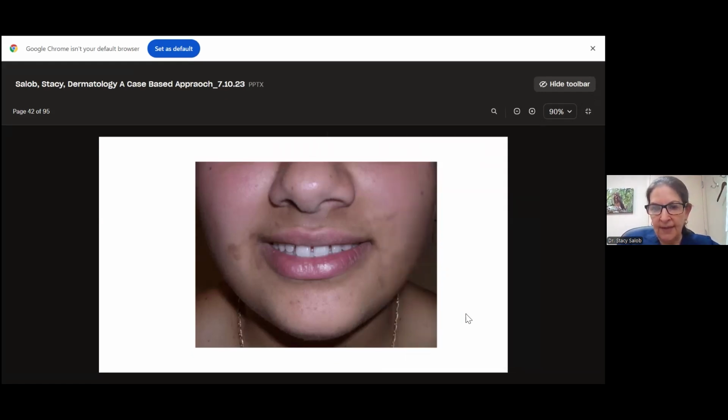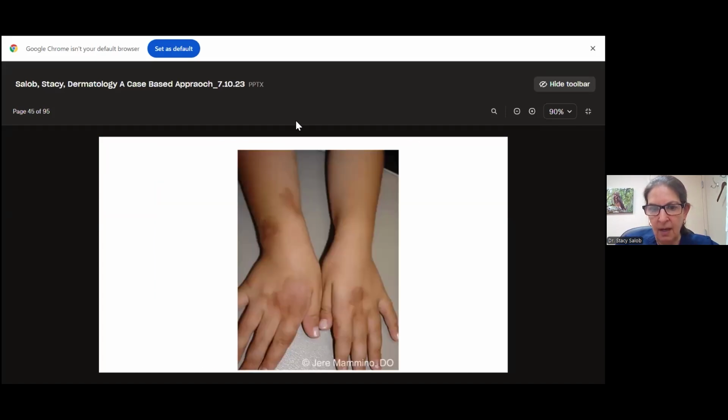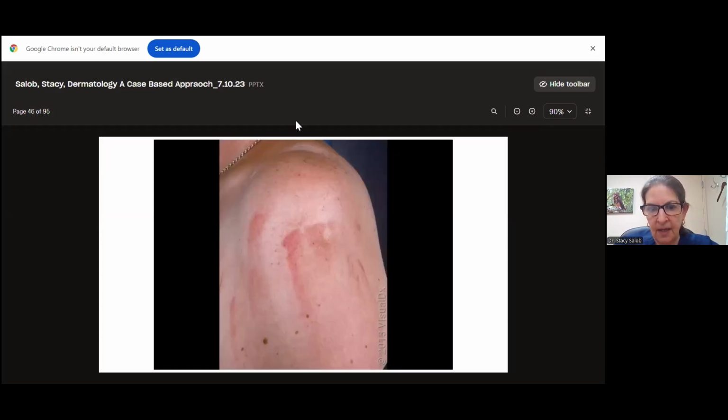But it will self-resolve. There's a number of different plants that can cause this. Some of them are herbs like parsley. I once had a patient that went on a vacation and she was walking through a garden and picking up herbs and smelling them, and she got some of this on her hands. This is another example of it.